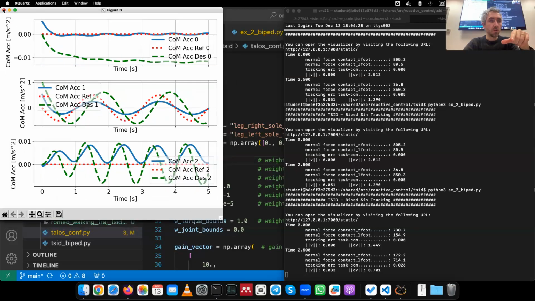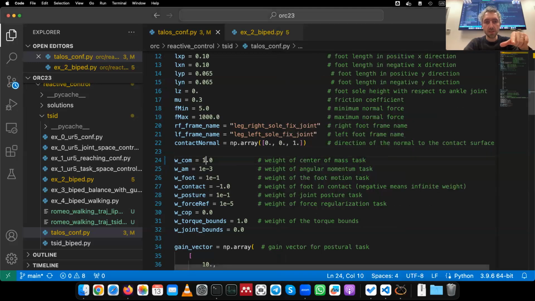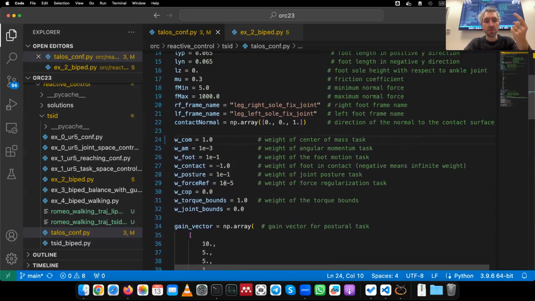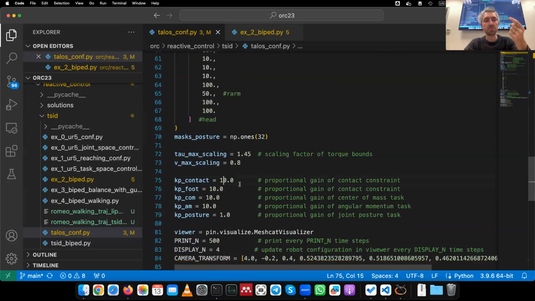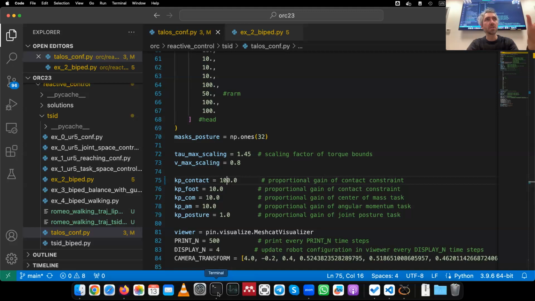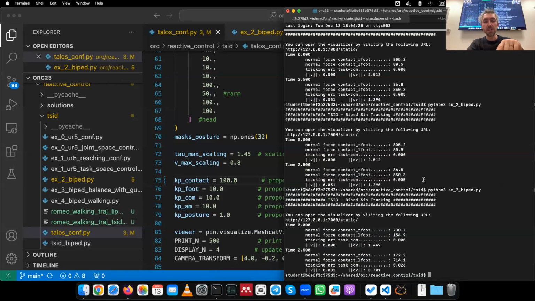So this we already saw, but what we can do now is, starting from this weight, instead of increasing the weight, we can increase the gain. Especially in the beginning, it's not very clear what's the difference between the weight of the task and the gain of the task, because they have different roles, but sometimes you can solve a tracking problem by increasing the gain, and other times you can solve it by increasing the weight. So we can check whether in this case, by keeping the weight small, so 1, and just increasing the gain of the center of mass.